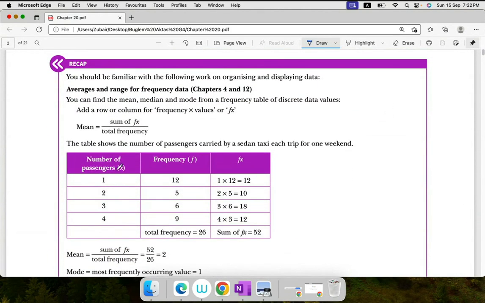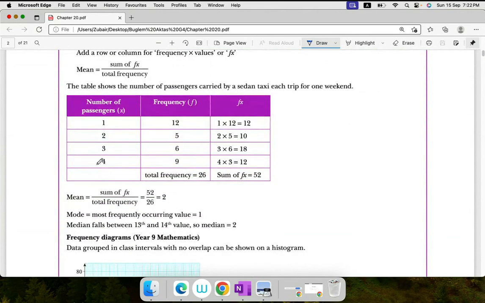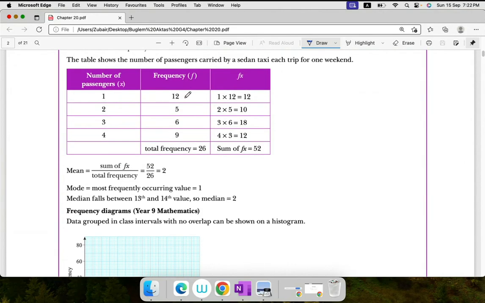Recap, we had some numbers for x and frequency. So f into x, and total of that, mean is sum of numbers over number of numbers. Most frequent value in this case is 1, as the highest frequency is 12, opposite to 1. And median, if I have total 26, this is 26 plus 1 by 2, and this is 27 by 2, 13.5. So the median is the mid of the 13th and 14th value.